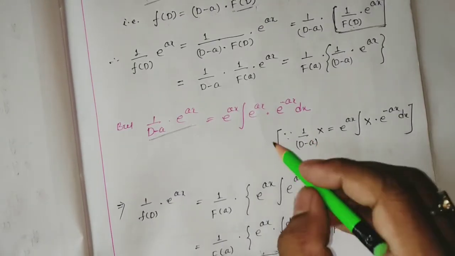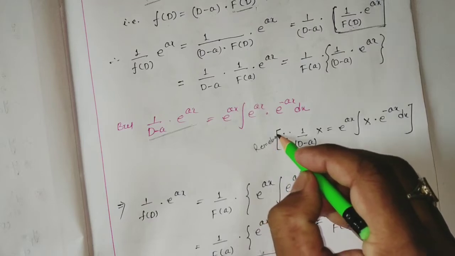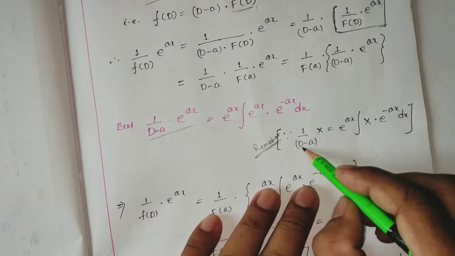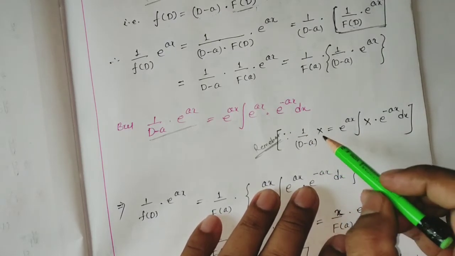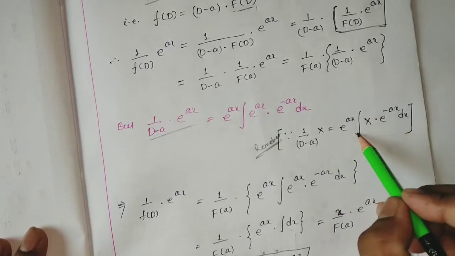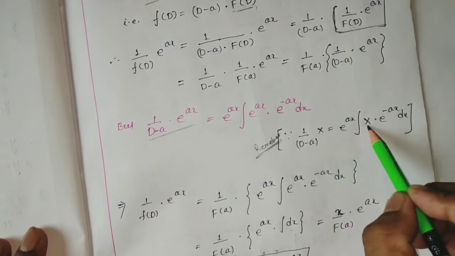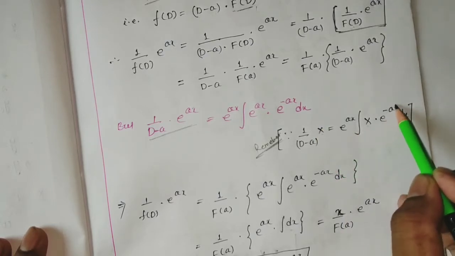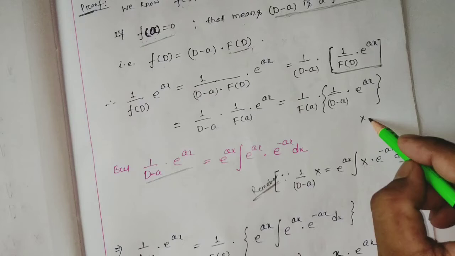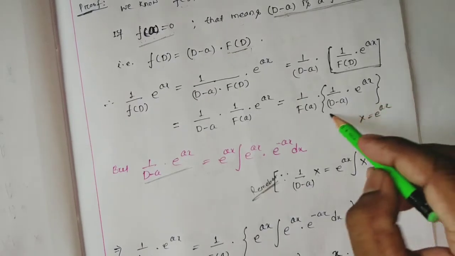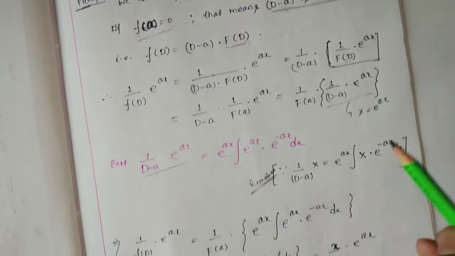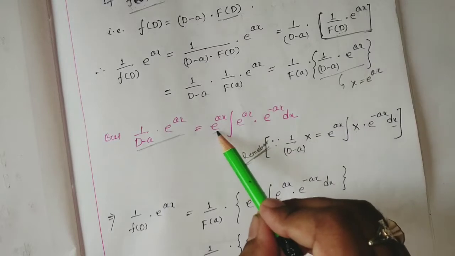Here is one thing you have to remember; later I will prove this. If we have 1 by (D minus a) into X, then this can be written as e to the power ax, integration of this function X into e to the power minus ax dx. Here in this case, X is nothing but e to the power x. So 1 by (D minus a) e to the power x will be how much? e to the power x.